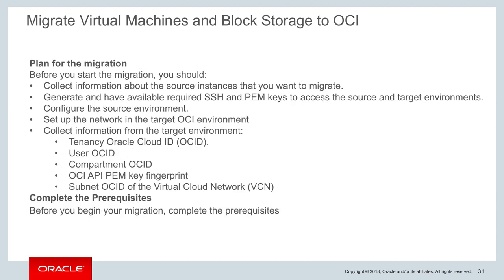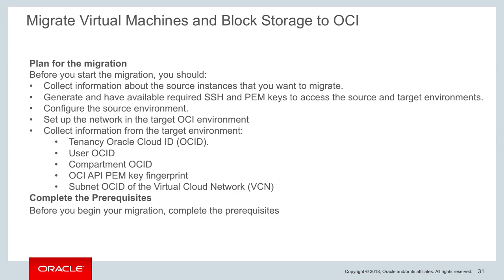You also need to plan for the migration. Before you start the migration, you should collect information about the source instances that you want to migrate. You need to generate and have available the required SSH and PEM keys to access the source and target environments. You need to configure the source environment, set up the network in the target OCI environment, and collect information from the target environment, which is going to be needed when you start working on the migrations.